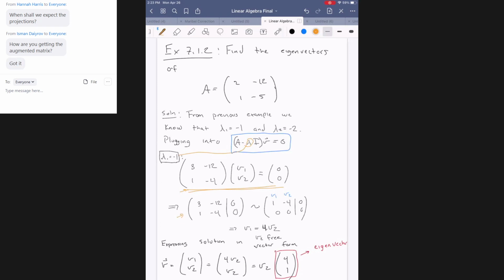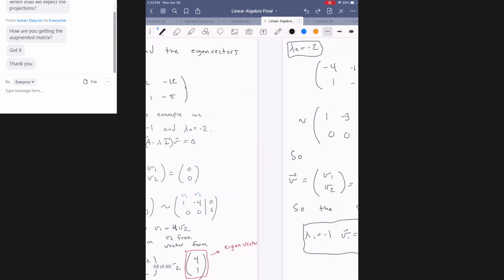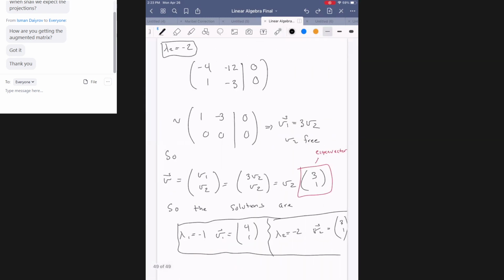Going back to my question, what happens if I do A times this guy? It scales it by -2, right? This will scale it by -2. So we answered the eigenvalue problem. We found every vector that gets scaled by some scalar multiple.